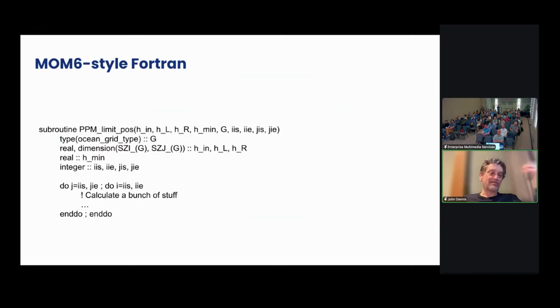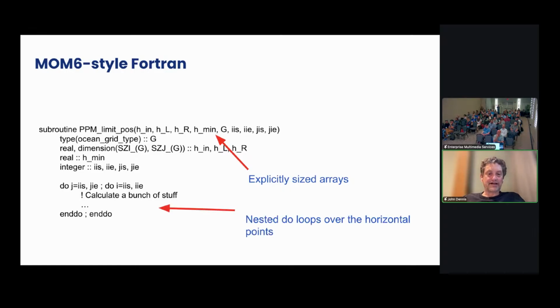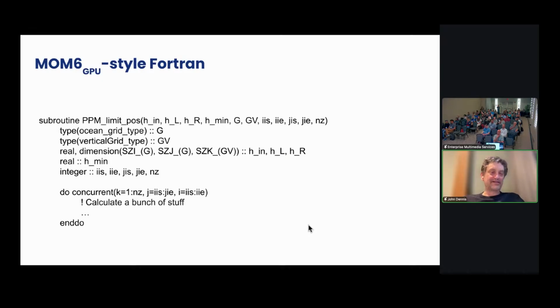I'm going to show you a little bit of this because I want to expose the community to what a C++ based MOM might look like. So this is an example of the stuff that you've been looking at for a while. Explicitly sized arrays, nested do loops over the loops. So this is MOM6 GPU style. This is something that the GFDL has been working on.